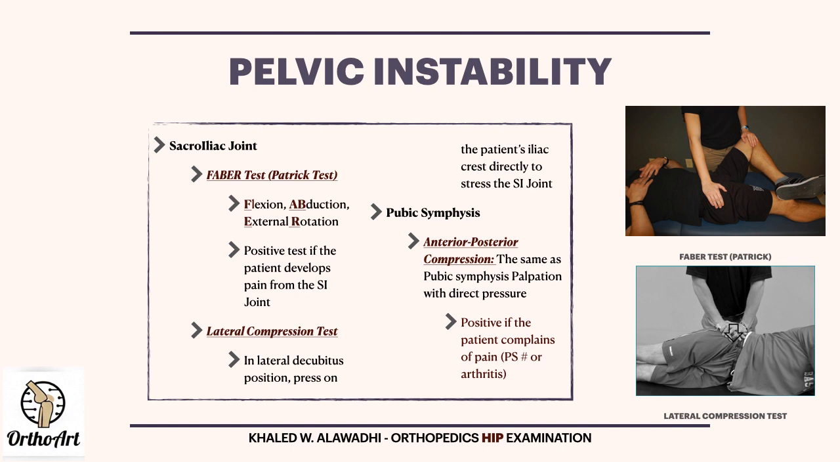Now the lateral compression test. In a lateral decubitus position, you press on the patient's iliac crest directly to stress the SI joint. This is the end for sacroiliac. Now finally for the pubic symphysis, it's an anterior to posterior compression. Remember when we palpate the pubic symphysis, it's the same, but however, you press with more force. However, don't press too much. You don't want to hurt the patient, cause trouble or medical legal problems. A positive test is if the patient complains of pain, let's say a pubic symphysis fracture or arthritis. So this is the end of the hip examination.